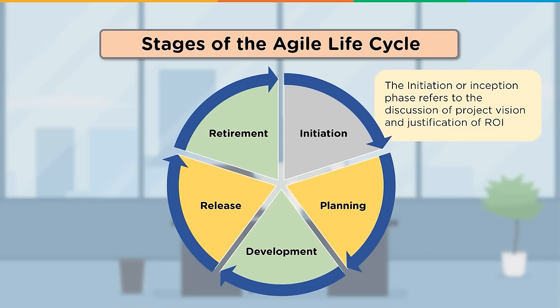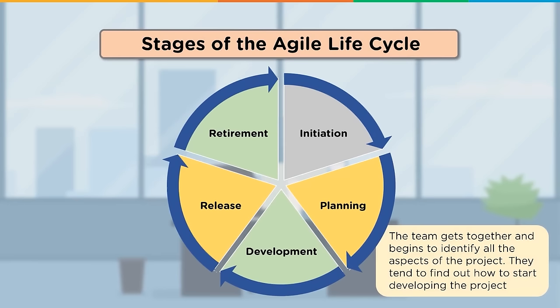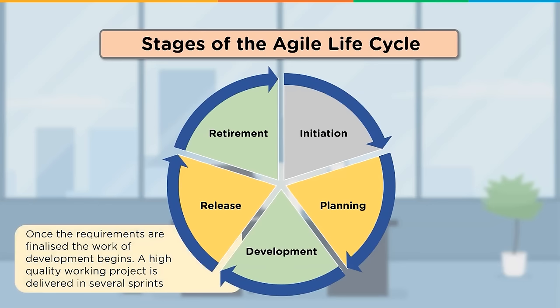The second stage in the lifecycle is the planning phase. In this phase, the team gets together and identifies exactly what they are looking for. They make a firm plan of how to make the project a success. In this phase, the risks are estimated and the milestones are developed with an initial release plan. After the planning phase comes the development phase. Once the requirements have been defined, based on the feedback from the product owners and stakeholders, the actual work of development begins.